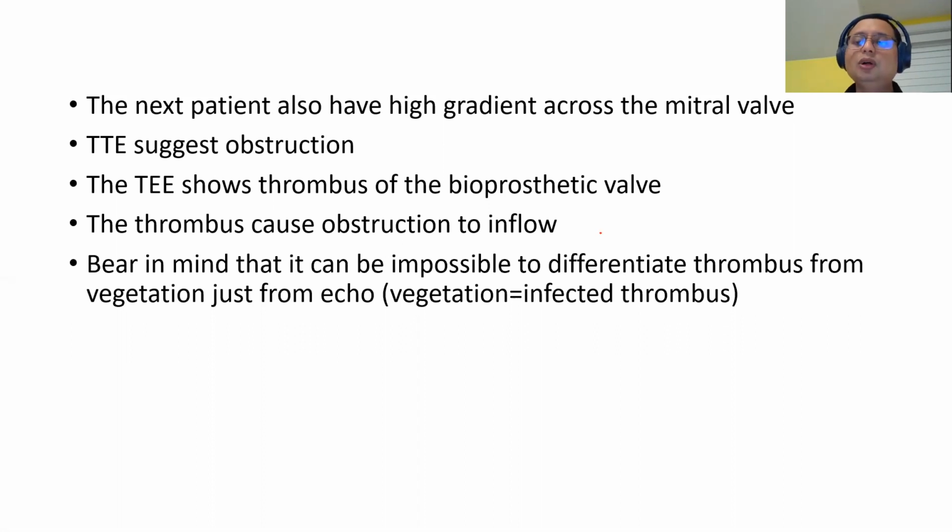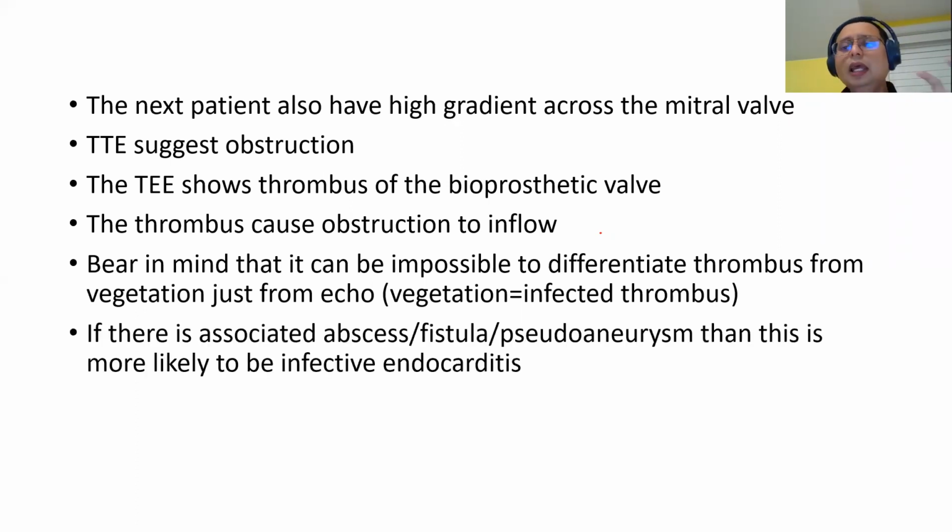Now, people like to ask how to differentiate vegetation and thrombus from echocardiogram. The answer is, without clinical context, it is impossible. Why do I say it is impossible? Ask yourself, what is vegetation? Vegetation is actually thrombus plus infecting microorganism. So it is actually infected thrombus. So how can you differentiate thrombus and thrombus? You have to get a clinical context. However, if there is associated abscess, fistula, or pseudoaneurysm, then of course it is more likely to be infective endocarditis.